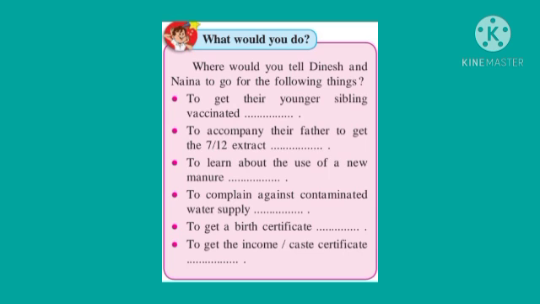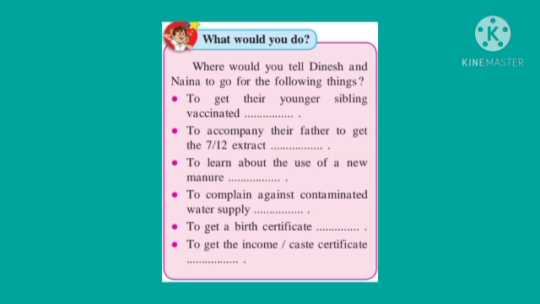Now here is another activity on page number 69. Where would you tell Dinesh and Naina to go to avail the following things? First, to get their younger sibling vaccinated. Where will they go? To the primary health center. Okay. 7/12 land record extract. Where will they go? To the Talati office. 7/12 means 7-12. Where will they go for that?